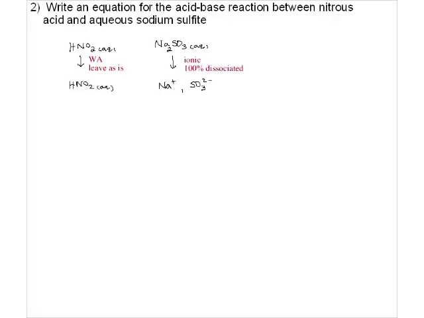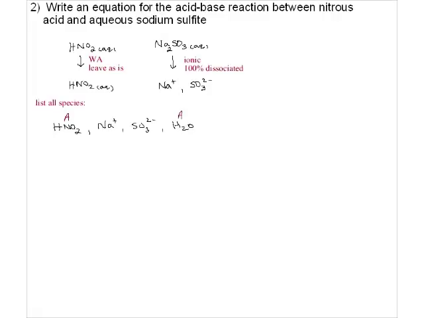What I want to do now is list all the species present. So there we go. We've got nitrous acid, I've got sodium ions, I've got sulfite ions, and I've got water. I want to list which ones are acids and which ones are bases. So nitrous acid, clearly an acid, a weak one. Sodium cannot be an acid. Sulfite cannot be an acid. Water can be an acid.